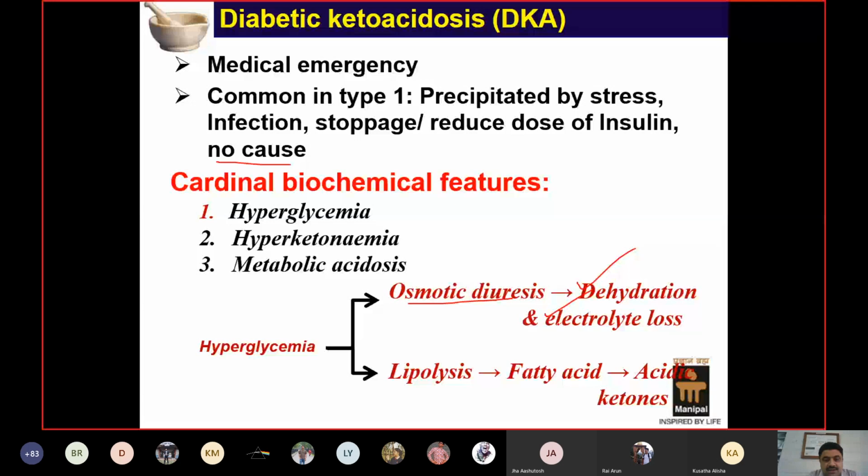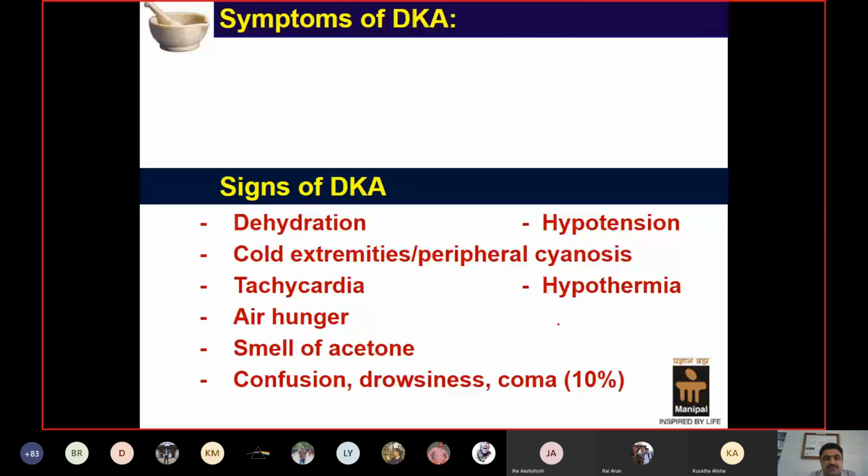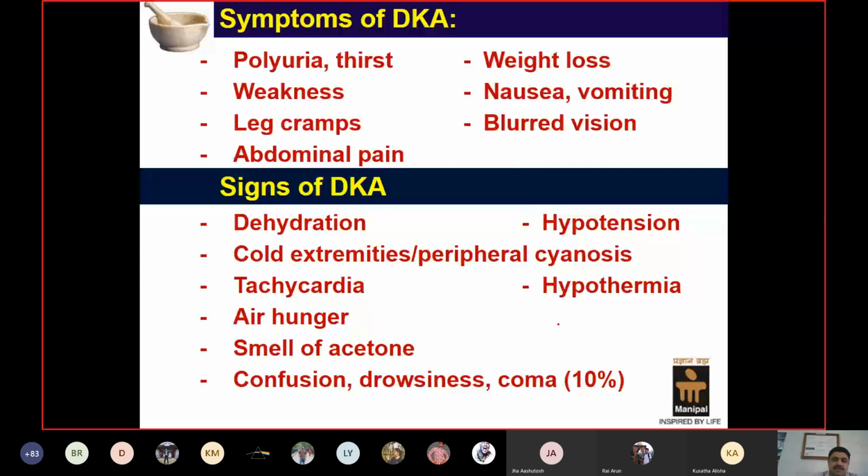Now, what are the symptoms of diabetic ketoacidosis? There will be polyuria, thirst, weakness, leg cramps due to electrolyte imbalance, abdominal pain, weight loss, nausea, vomiting, blurred vision, etc. These are the symptoms of diabetic ketoacidosis.